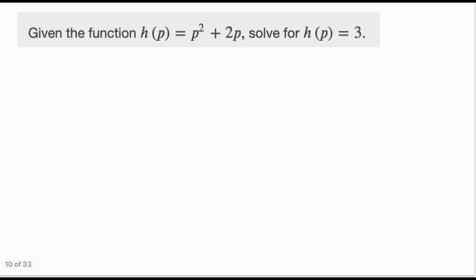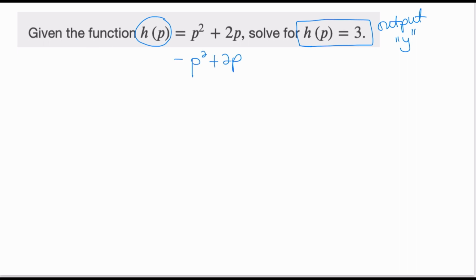Now, things change a little bit in this example. It says h of p equals p squared plus 2p. Solve for h of p equals 3. When they tell you h of p equals 3, now this is the output. It's like if they were to have given me the y value. So now that's the answer. That is h of p. So I'm going to take the p squared plus 2p, and now I'm going to replace h of p altogether because h of p is equal to 3.